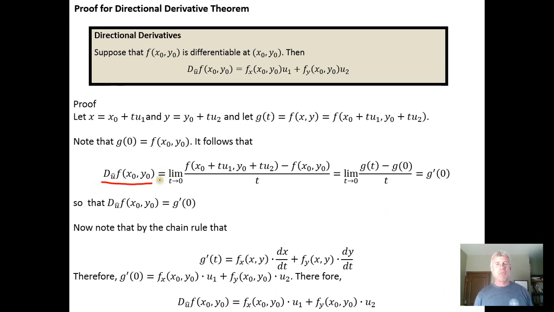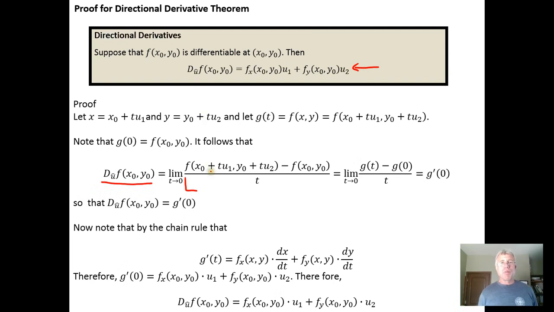And what we discovered was that we could calculate that directional derivative by taking the limit as t goes to 0 of this difference quotient that's right here. So this is just the formula we developed in video 1. And then we claimed that there was a shortcut formula that would allow us to calculate the directional derivative without having to take the limit of the difference quotient as the denominator, or t, went to 0.